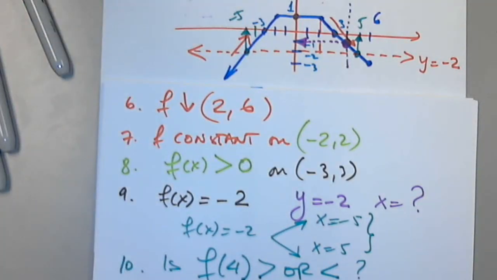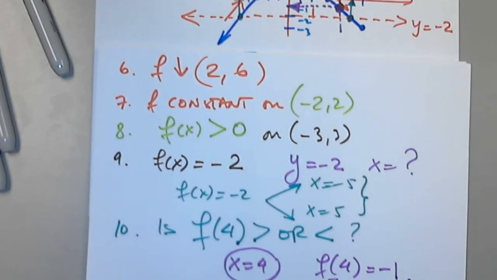So what do you conclude? Is f of 4 positive or is f of 4 negative? So f of 4 is negative. See how many questions we can, or how much information is hidden in just a little graph.